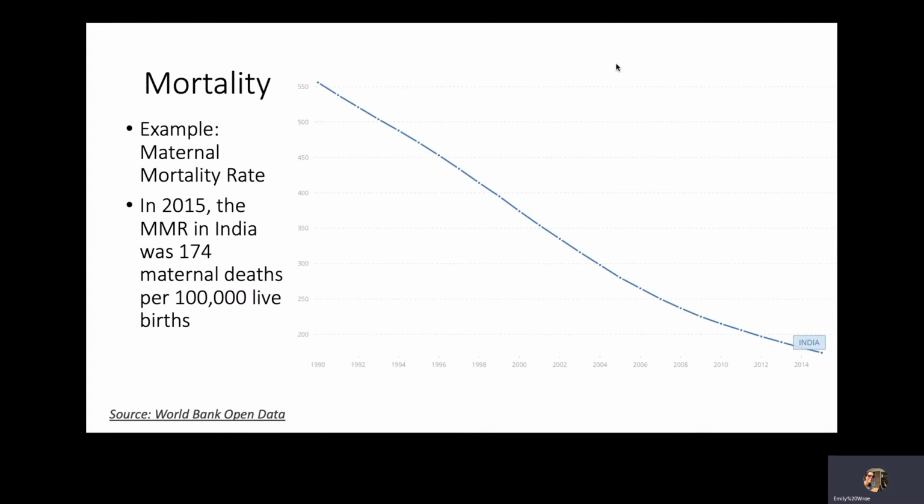Mortality, the one that you should really be familiar with, is the maternal mortality rate. We also have infant and neonatal mortality rates that we commonly look at. These are a rate, so it's a ratio between two numbers: the number of deaths divided by the number of events. So for maternal mortality, the rate is defined as the number of maternal deaths per 100,000 live births.